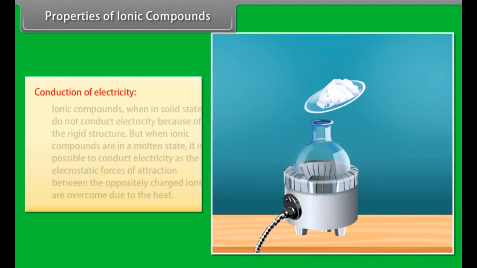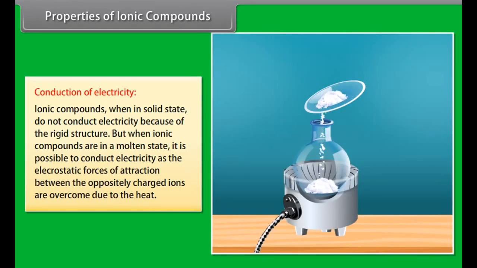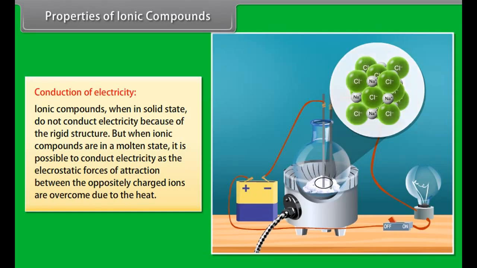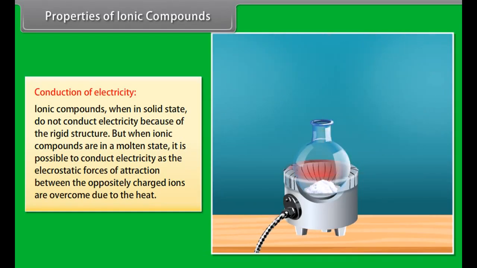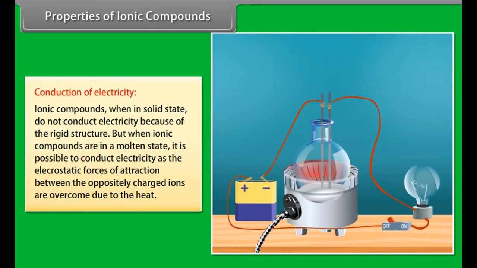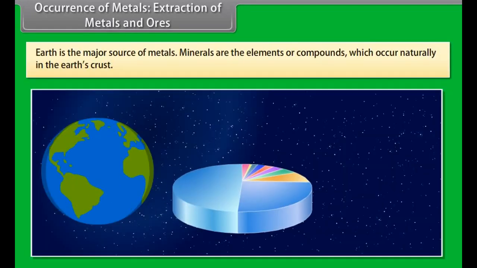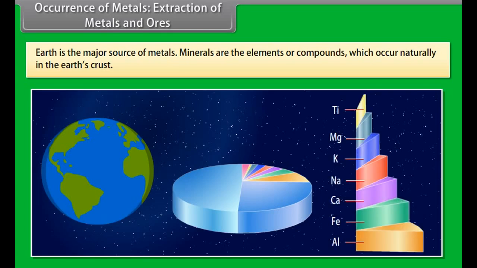Solubility: ionic compounds are soluble in water and insoluble in solvents such as kerosene, petrol, and so on. Conduction of electricity: ionic compounds, when in solid state, do not conduct electricity as the movement of ions is not possible because of the rigid structure. But when ionic compounds are in a molten state, they can conduct electricity as the electrostatic forces of attraction between the oppositely charged ions are overcome due to the heat. This leads to ions moving freely and conducting electricity.